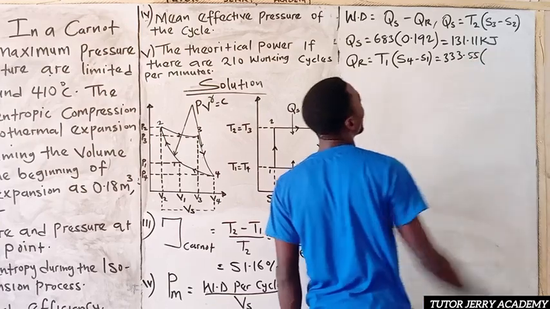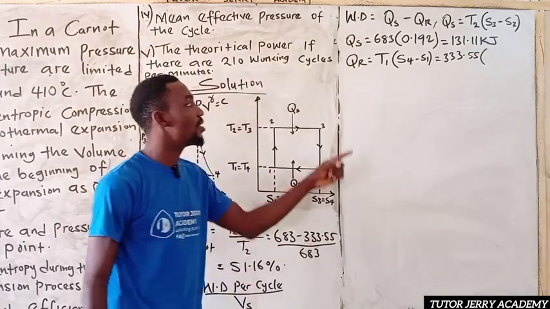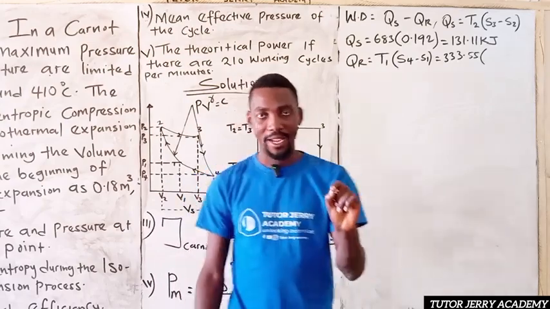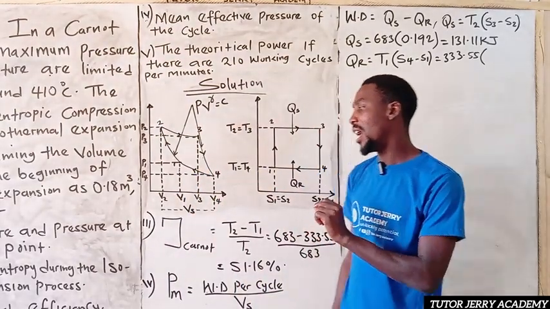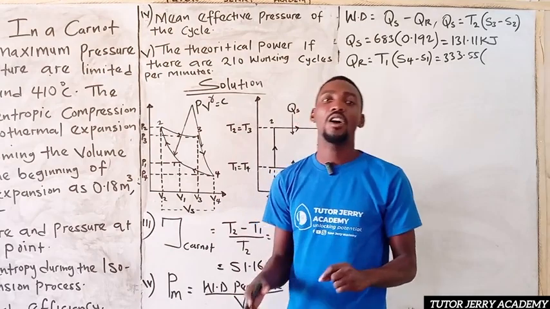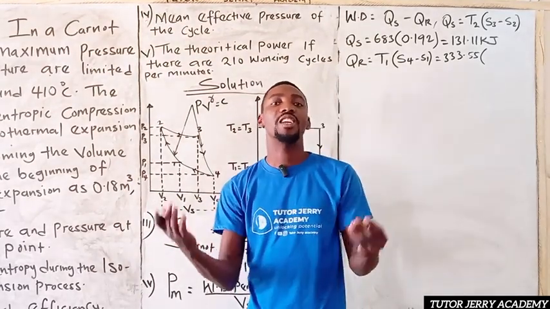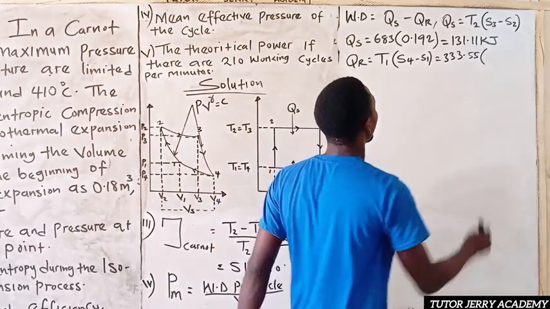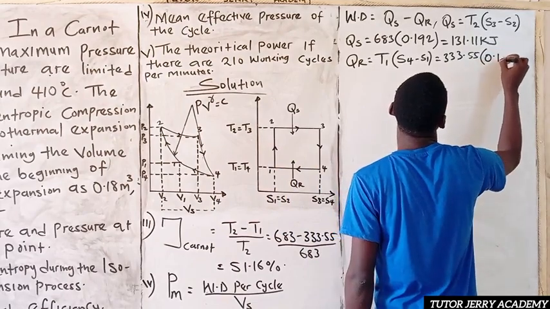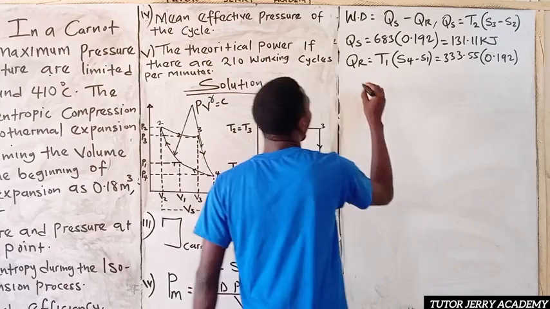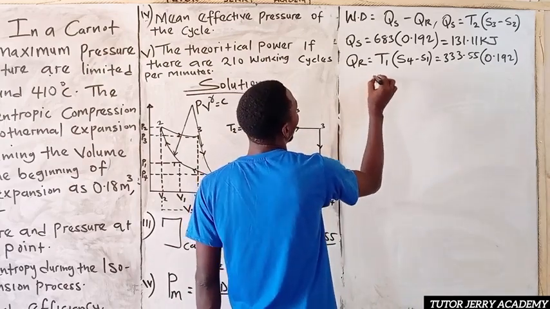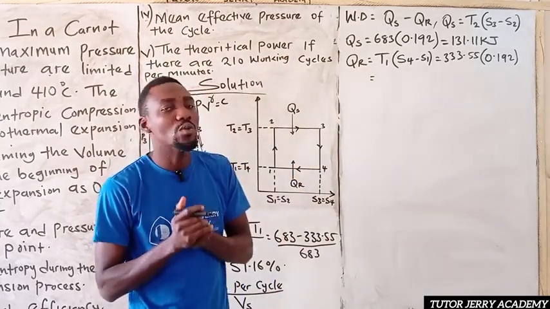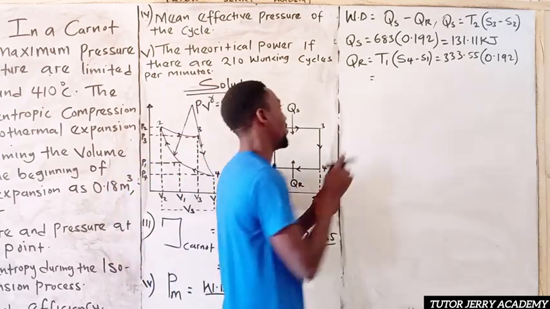333.55 into, all right, you are going to note that the change in entropy during the isothermal expansion process is equal to the change in entropy during heat rejection. Is that clear? So in this place too, we are going to have 0.192. Now our QR will be equal to, if you press this value, you are going to get nothing but 63.97.